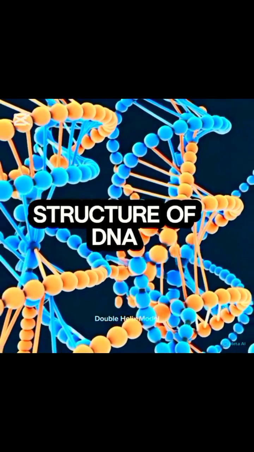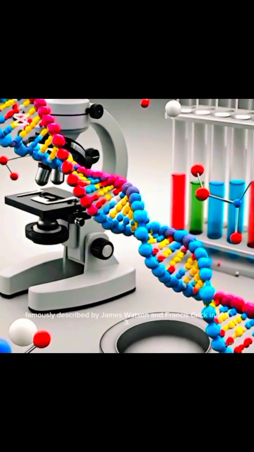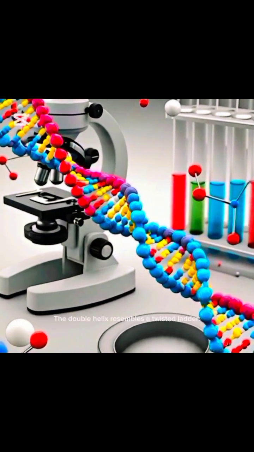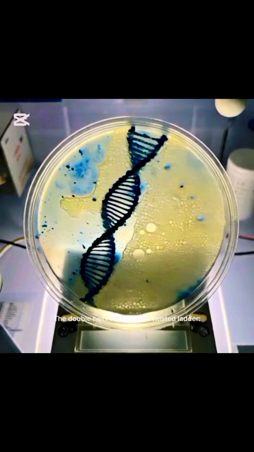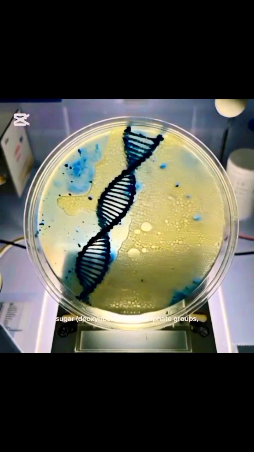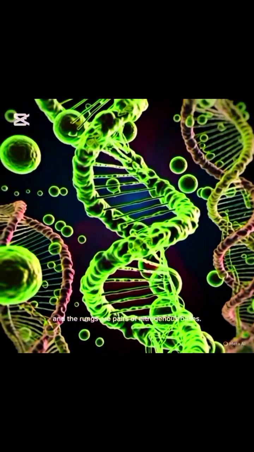Structure of DNA. Double helix model. DNA is structured as a double helix, famously described by James Watson and Francis Crick in 1953. The double helix resembles a twisted ladder. The sides are formed by alternating sugar deoxyribose and phosphate groups, and the rungs are pairs of nitrogenous bases.